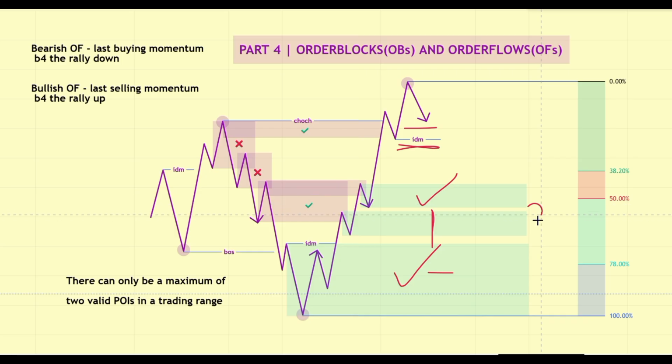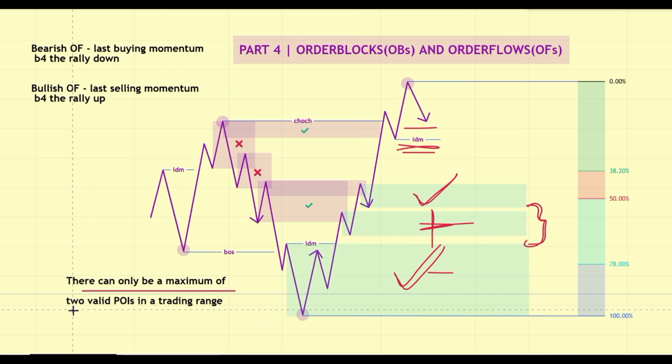It doesn't matter how many order flows are appearing in between this one here that comes right after the inducement and the one that is on the extreme. It doesn't matter how many order flows are unmitigated in between this space, all are considered smart money traps. There can only, I repeat again, there can only be a maximum of 2 valid POIs.